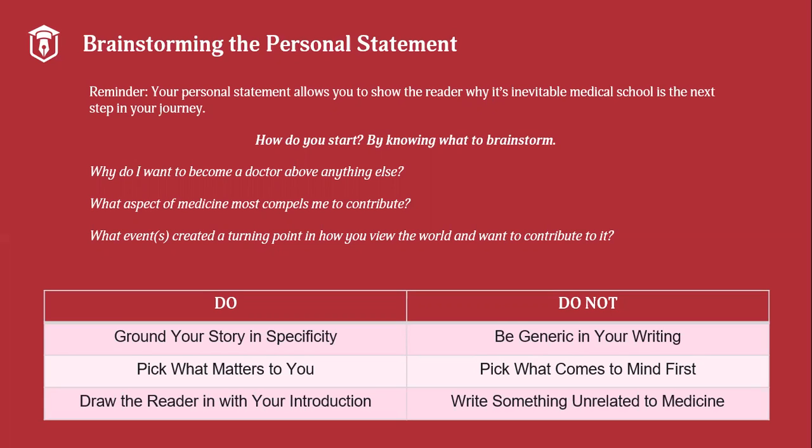Next, pick what matters to you, but not necessarily what comes to mind first. Too often, we see applicants writing what they think, quote, sounds good, but that's how you oftentimes wind up with a generic cliche subject. Pick what matters to you, but make sure you do your due diligence and go through about 5 or 6 options first.